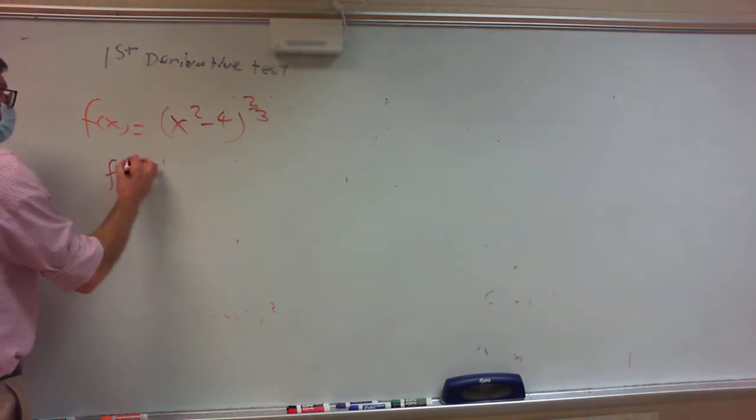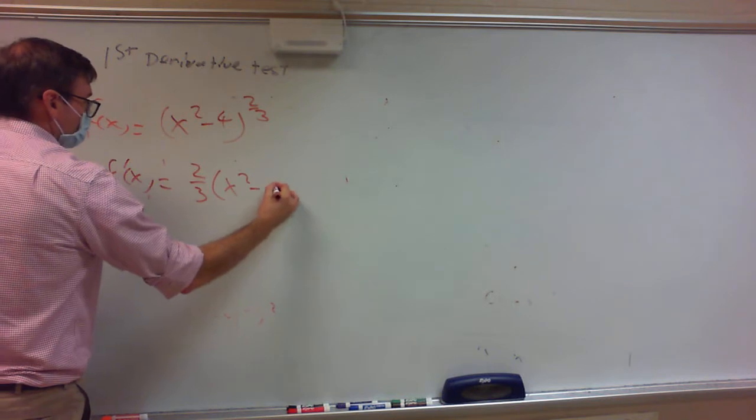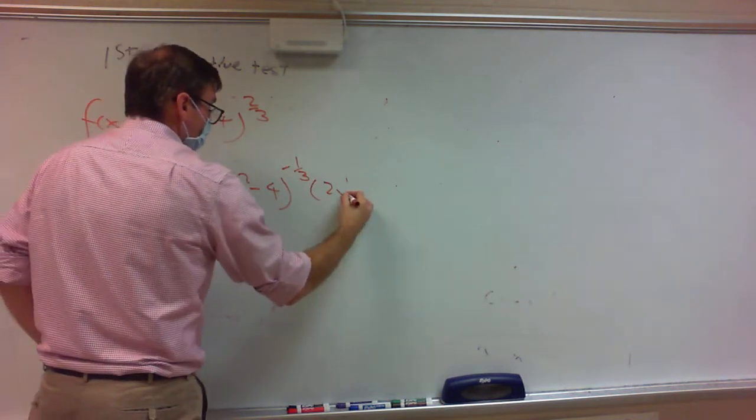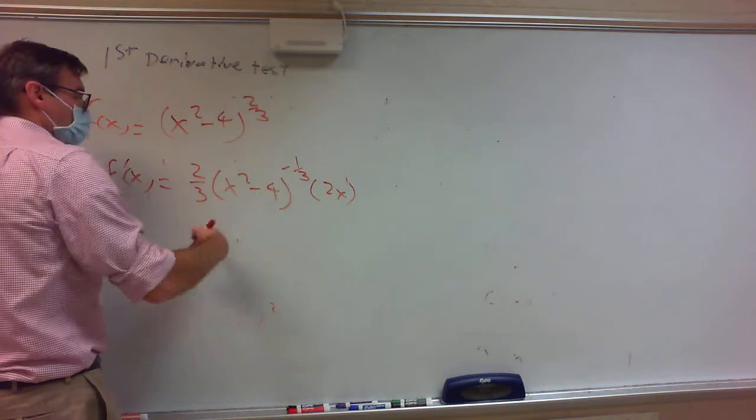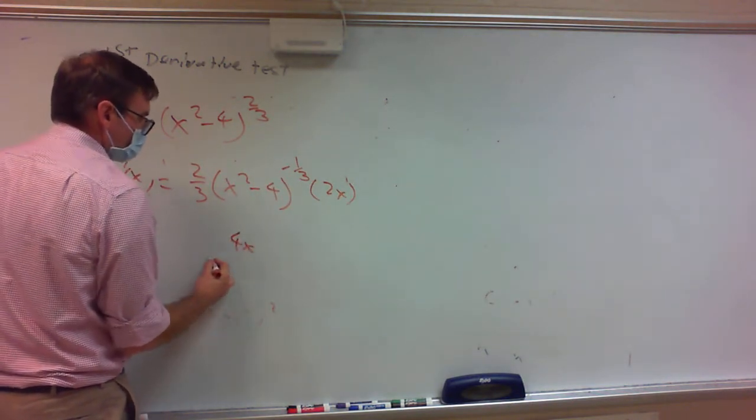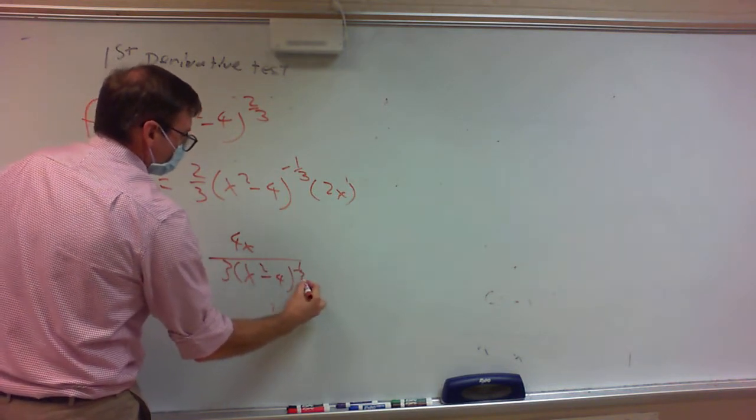To find my critical values, I take the derivative, so that's 2/3 times (x squared minus 4) to the -1/3 times 2x. Everybody okay with that? Probably clean this up a bit. So that's going to give me 4x over 3 times (x squared minus 4) to the 1/3.